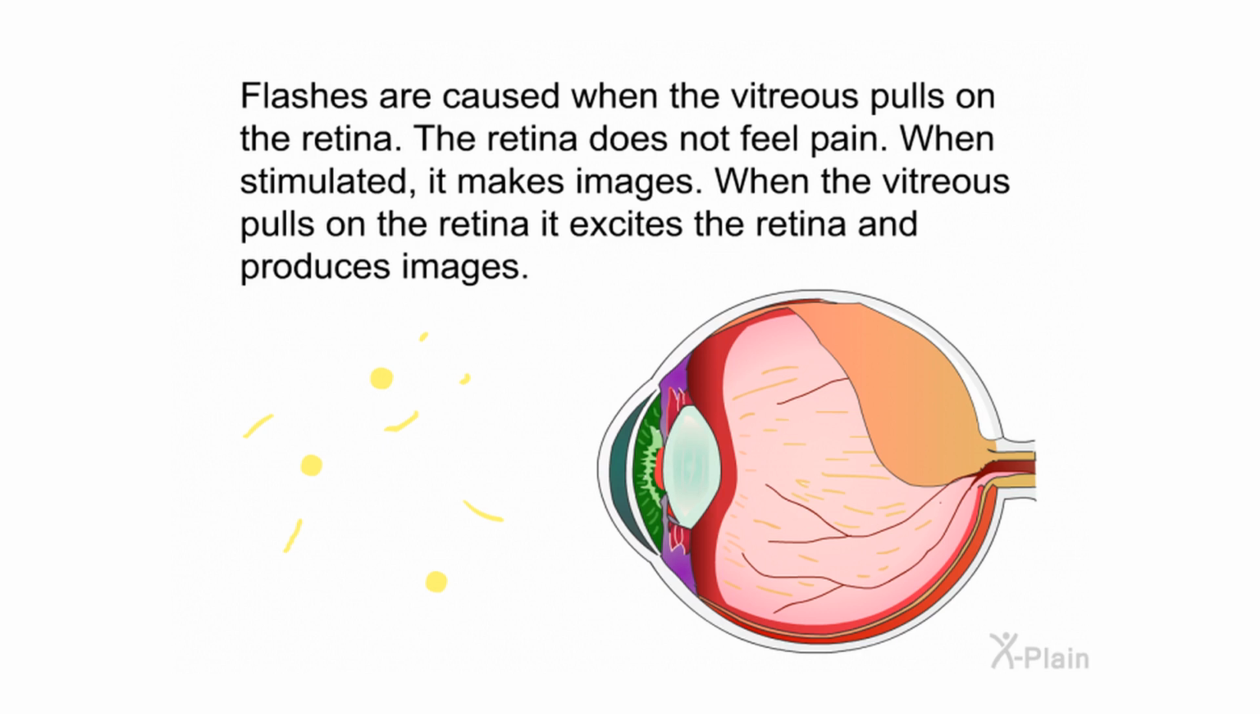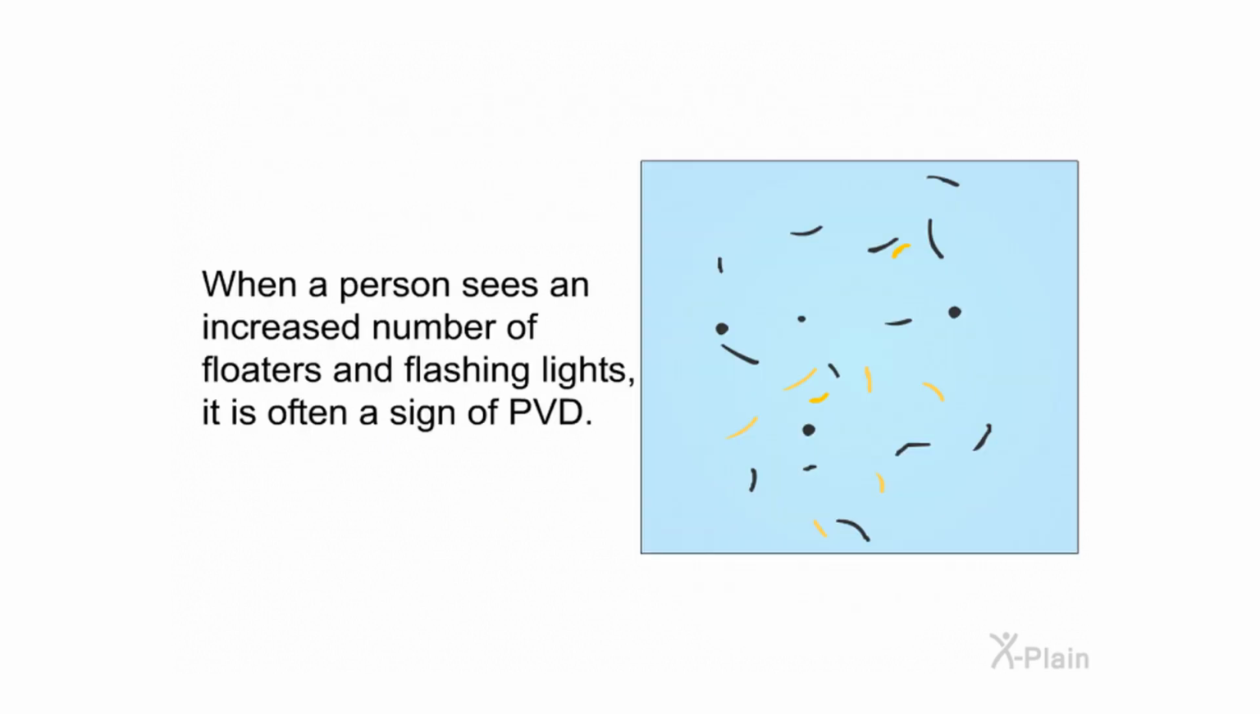Flashes are caused when the vitreous pulls on the retina. The retina does not feel pain. When stimulated, it makes images. When the vitreous pulls on the retina, it excites the retina and produces images. When a person sees an increased number of floaters and flashing lights, it is often a sign of PVD.